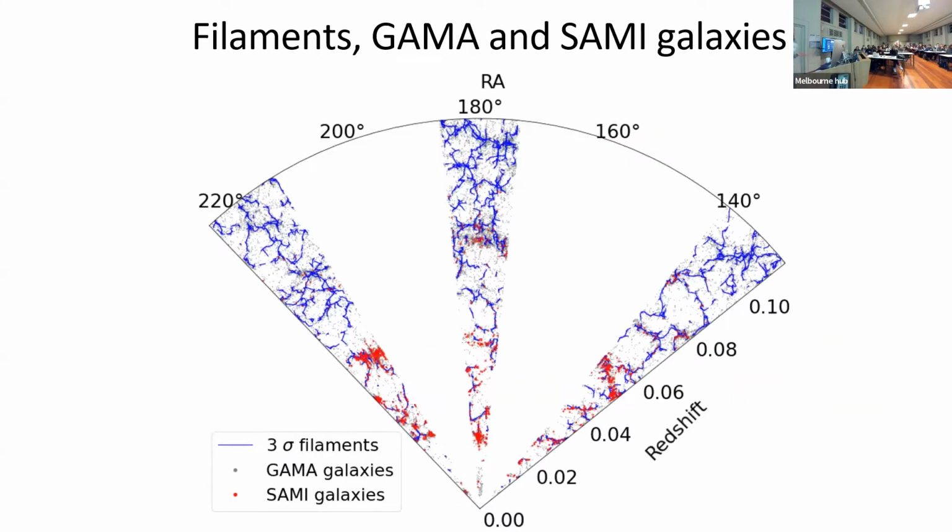So this is a projected representation of what's going on. These are the three GAMA regions. In blue are the cosmic filaments that I have reconstructed. And in gray, the GAMA galaxies that I used to map the cosmic web. And in red, the SAMI galaxies for which I want to study the spin filament alignments.